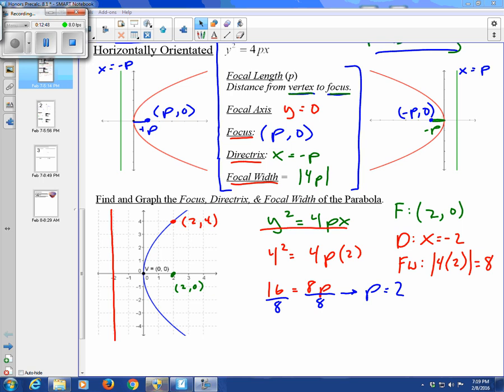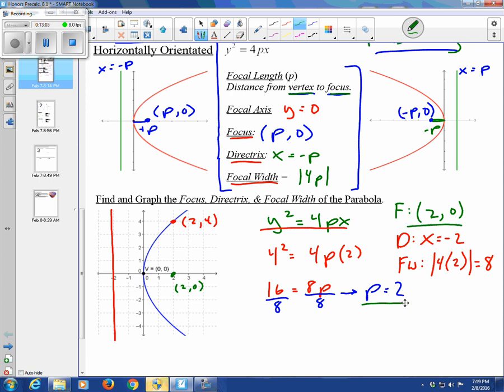All right, so if we plug in that ordered pair 2, 4 and solve for p, we get a p-value of 2. That means we're going to go 2 out from the vertex on the positive x-axis to define our focus, and we'll go 2 back to define the directrix as x equals negative 2. We'll say the focal width is the absolute value of 4p, so that's the absolute value of 4 times 2, which gives us 8. And if we graph this, we can see that that is the width of the parabola through the focus.